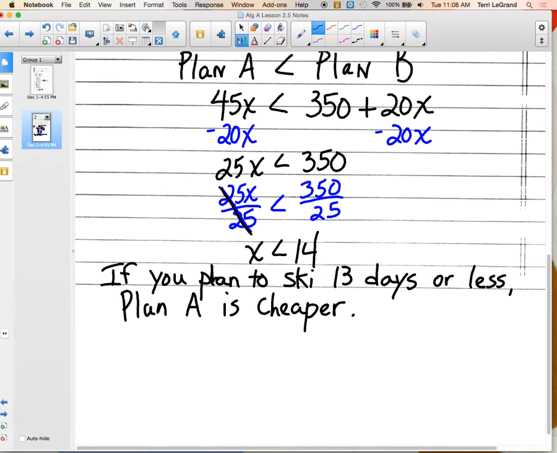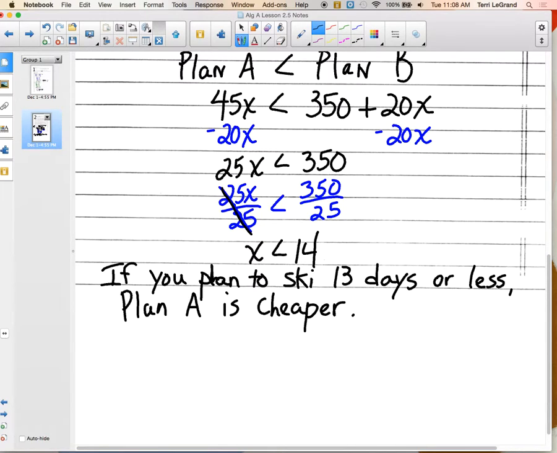At 14 days, it doesn't matter. But say you really like to ski, you've read the Farmer's Almanac, you know there's gonna be a whole lot of snow that season, and you know you're gonna ski at least 20 times. Better go with Plan B, because then Plan A is gonna be more expensive at that point.